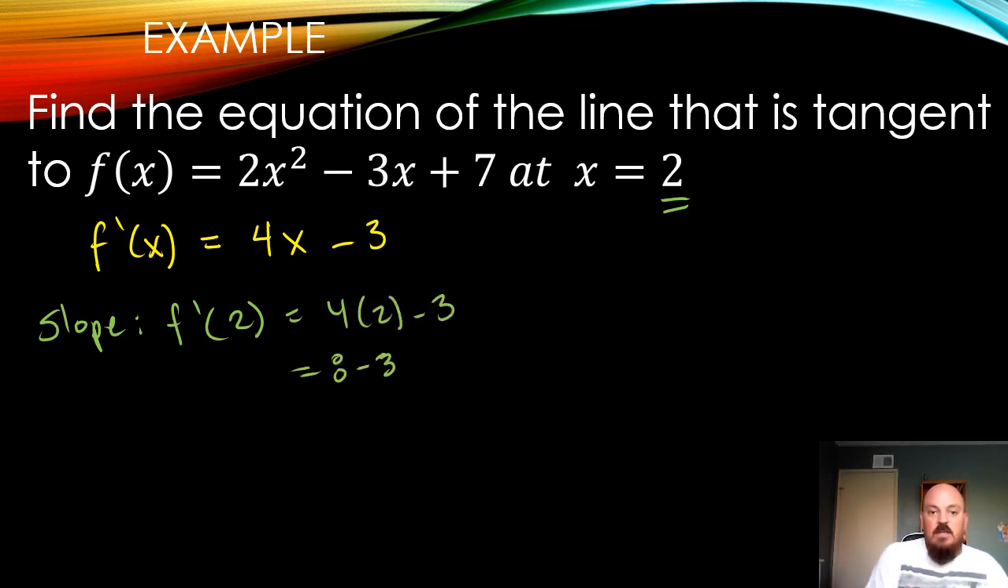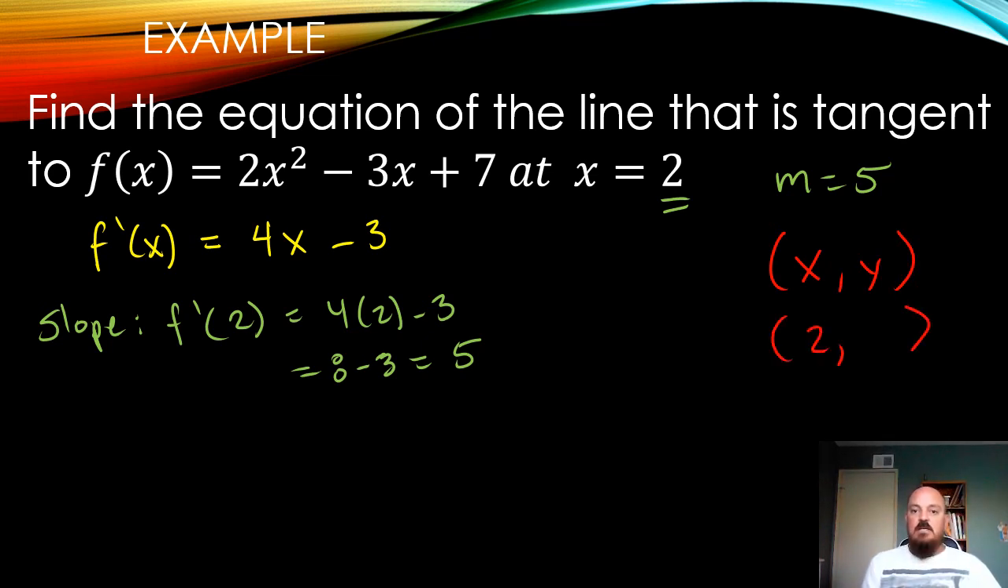8 minus 3 is 5. So the slope, m, is 5. Now the only other thing we need is a point on the line. Our point is x comma y, and we already know the x value is 2. All we need is the y value, because remember, I told you x was 2 in the question. So this is one of those where you're going to go back to the original problem. Oops, not f prime. Let me erase that so we're not confused. It's not f prime anymore. We're doing the original function and just finding f of 2.